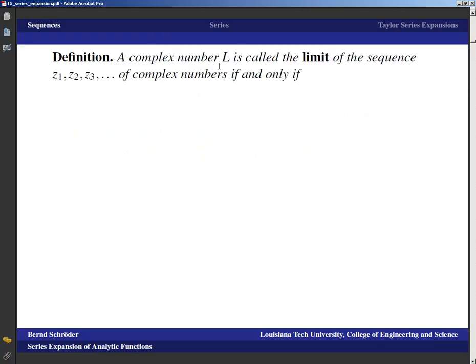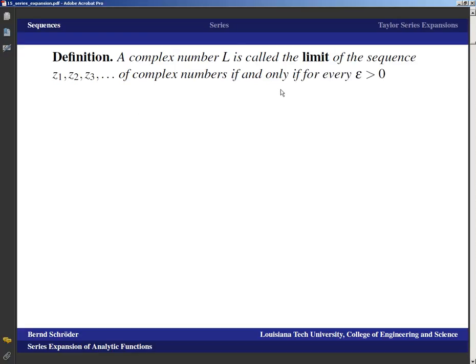A complex number L is called the limit of the sequence Z1, Z2, and so on of complex numbers. So a sequence of complex numbers is just a bunch of complex numbers indexed by the natural numbers. Technically speaking, that means a sequence is a function from the natural numbers into the complex plane. That makes sequences a clean mathematical entity, but people don't think of them that way. People think of them as this kind of progression.